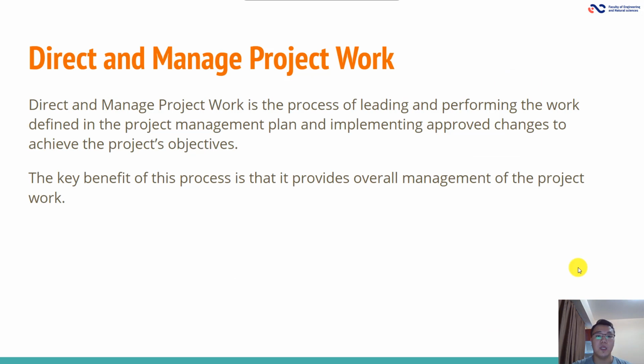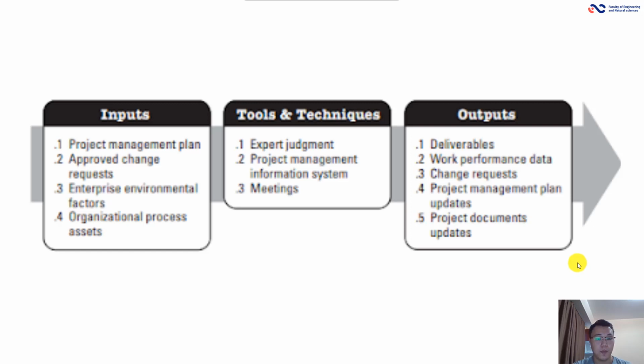Direct and manage project work. Direct and manage project work is the process of leading and performing the work defined in the project management plan and implementing approved changes to achieve the project's objectives.